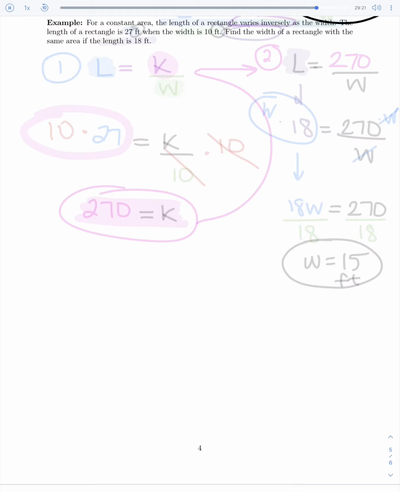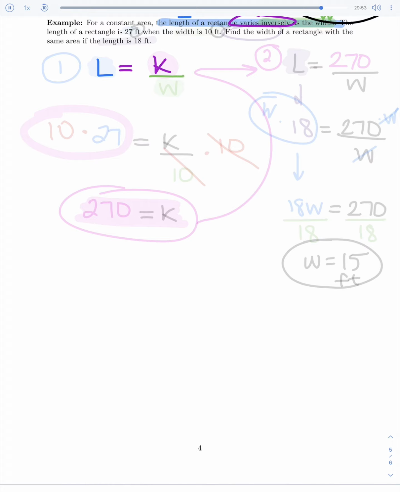Again, let's start out with the translation first. The length of a rectangle varies inversely with the width. So the first thing that they mention is the length, so let's use L. Then the next thing we see is varies inversely, which means we'll still have a K, but the inversely means that whatever comes after the inversely is going to be on the bottom. Well, what comes after the inversely is the width, and we're going to use W for the width.